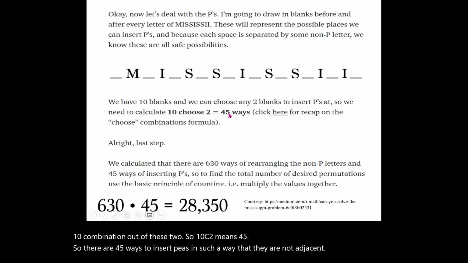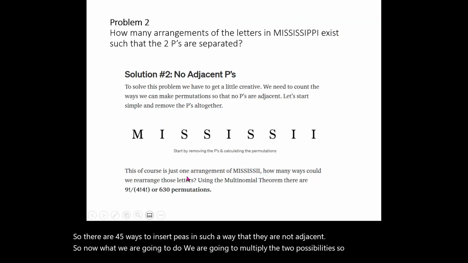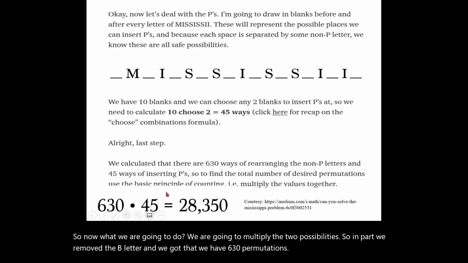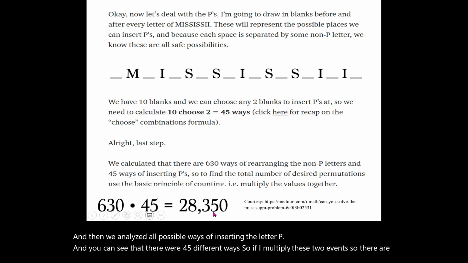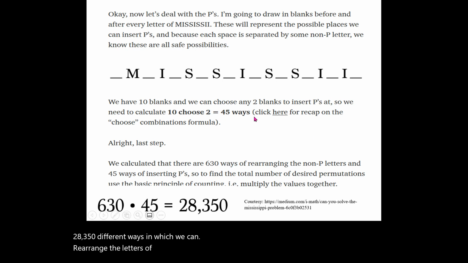Okay, so now we are going to multiply the 2 possibilities. In part A we removed the P letter, and we got 630 permutations, and then we analyzed all possible ways of inserting the letter P, and you can see that there were 45 different ways. So if I multiply these 2 events, there are 28,350 different ways in which we can rearrange the letters of the original word in such a way that the letter P's are not adjacent.